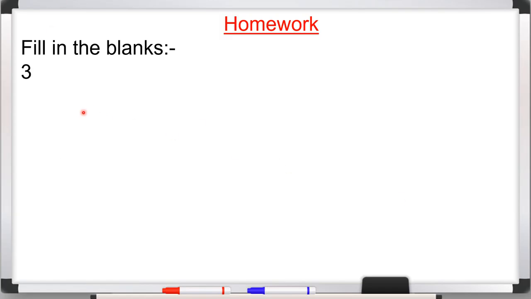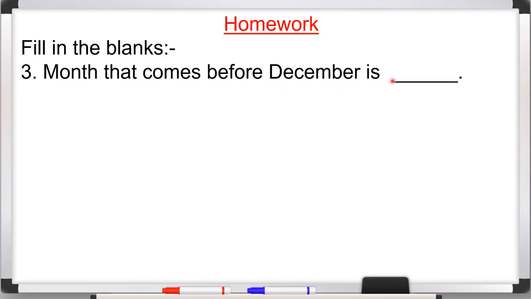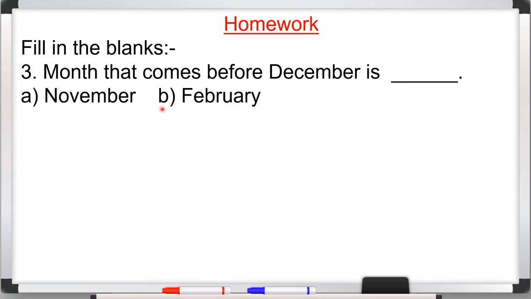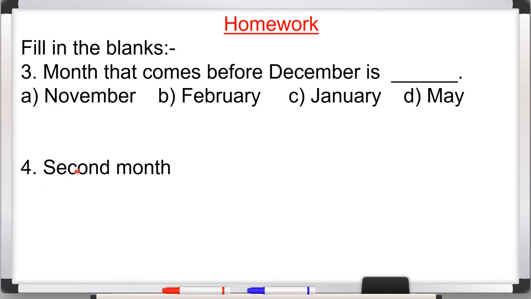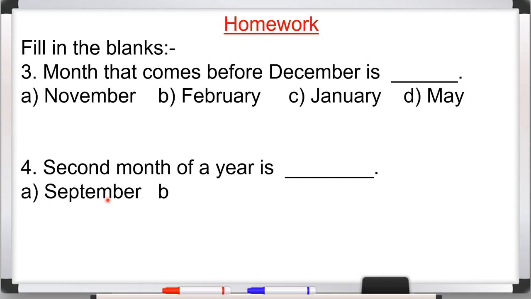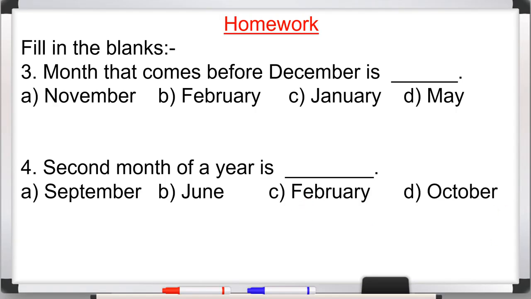Now question number 3. Month that comes before December is dash. A, November, B, February, C, January, and D, May. Now question number 4. Second month of a year is dash. Four options: A, September, B, June, C, February, and D, October.